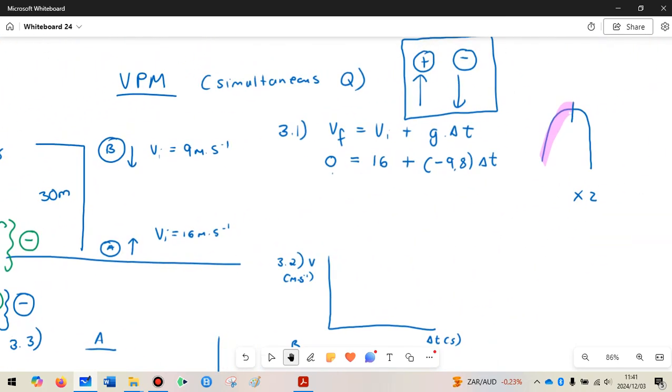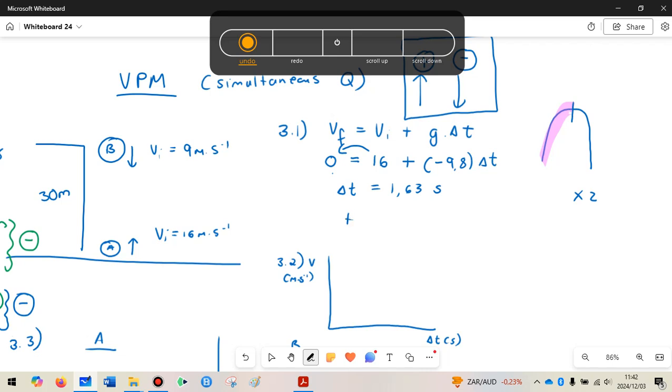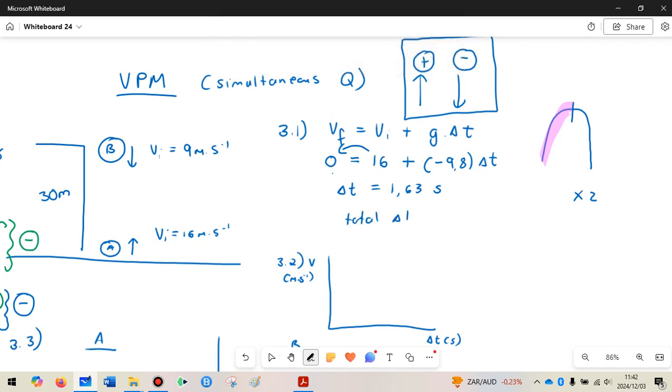Okay, getting back to this. So we said we're choosing the highlighted section. We'll end up taking that over. It becomes negative 16. We divide by negative 9.8, and you get a time of 1,63 seconds. Okay, which then is only the time to get to the top, so we need to times it by 2. So it's right here, total time, okay, is 1,63 times by 2, which gives us 3,27 seconds.